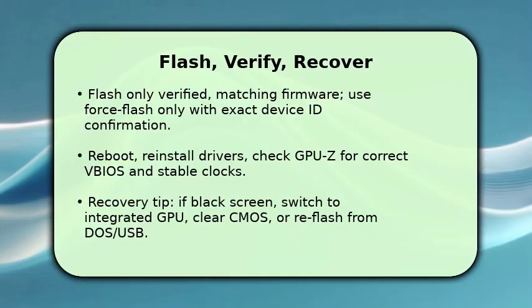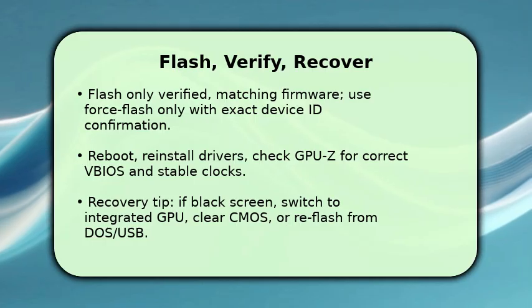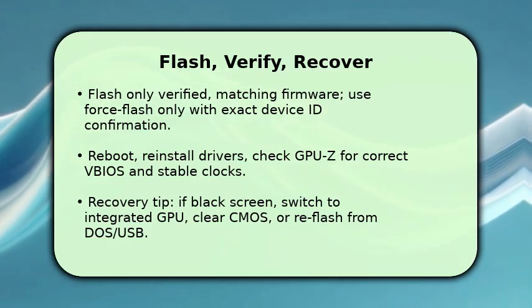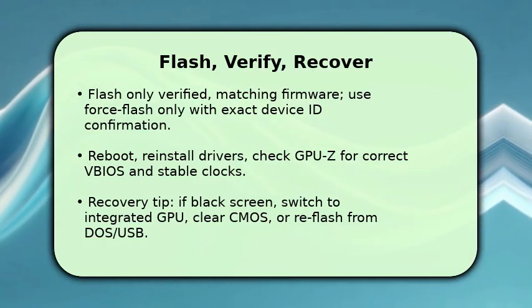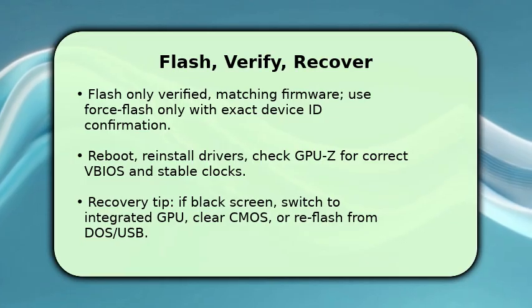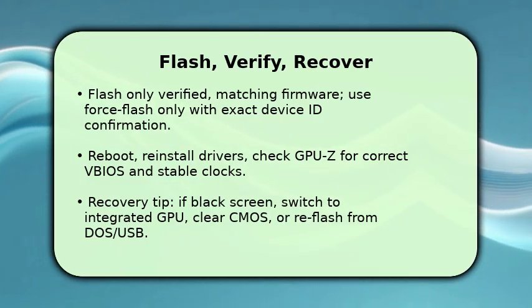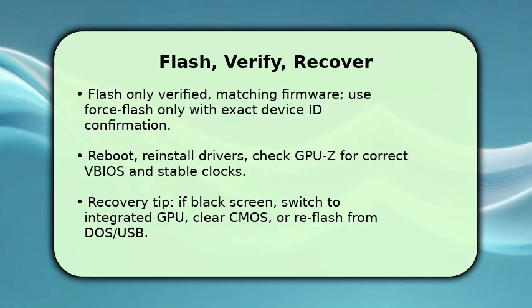To finish, flash the vetted ROM with the vendor utility. You must match the device ID and BIOS header, because forced flashing risks permanent damage. Once the flash completes, reboot and reinstall GPU drivers, then verify the VBIOS version and clock behavior in GPU-Z to confirm success. If something goes wrong, black screen or no post, use the recovery procedure.